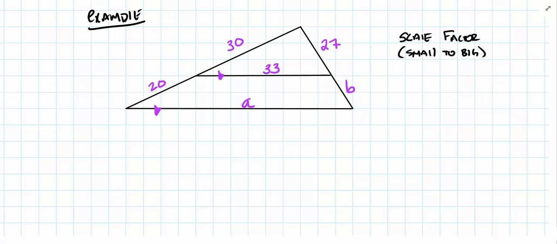This picture has a lot of information in it, and this is a challenging example, so we're going to spend some time on this together. Does everyone have the figure drawn down? Alright, the first thing I'm going to ask you to do is figure out the scale factor from the small triangle to the big triangle, so we're going to identify which ones we're talking about.